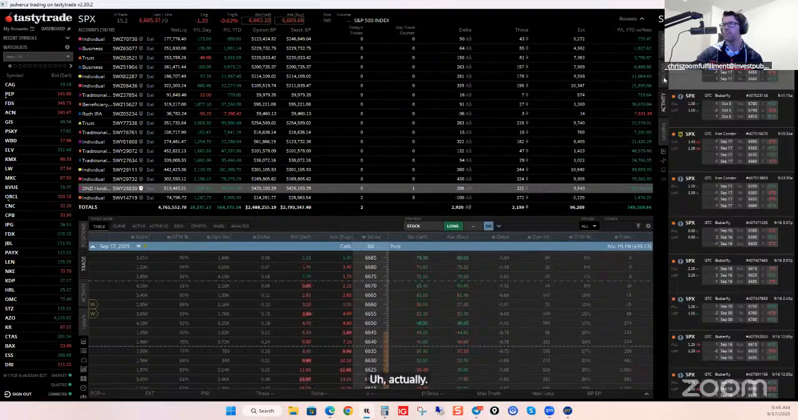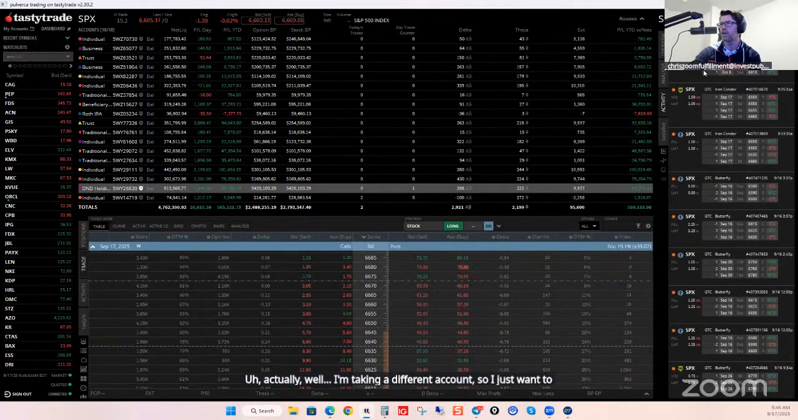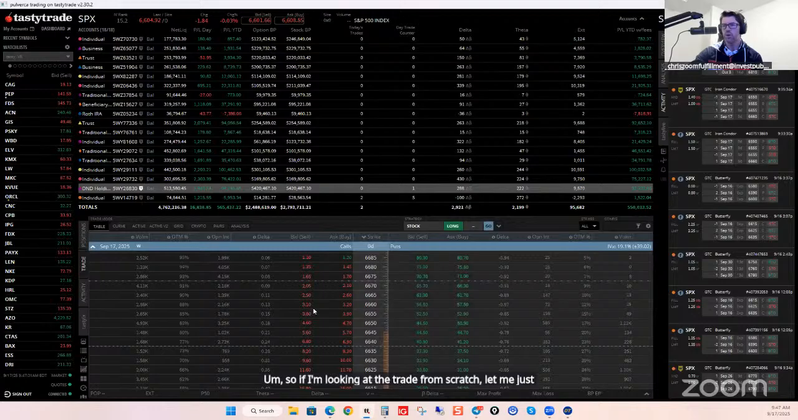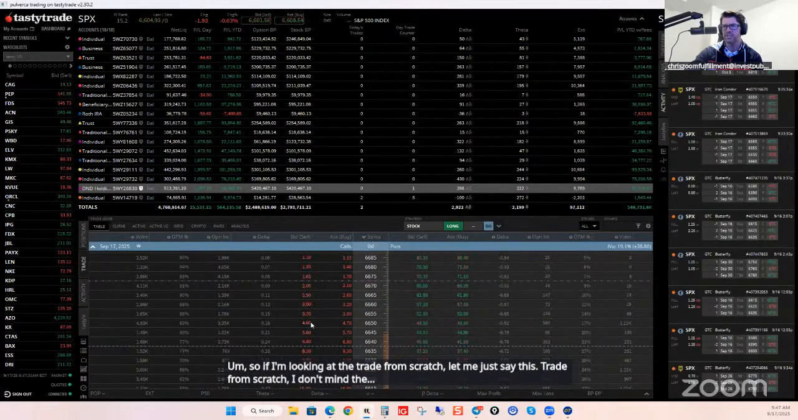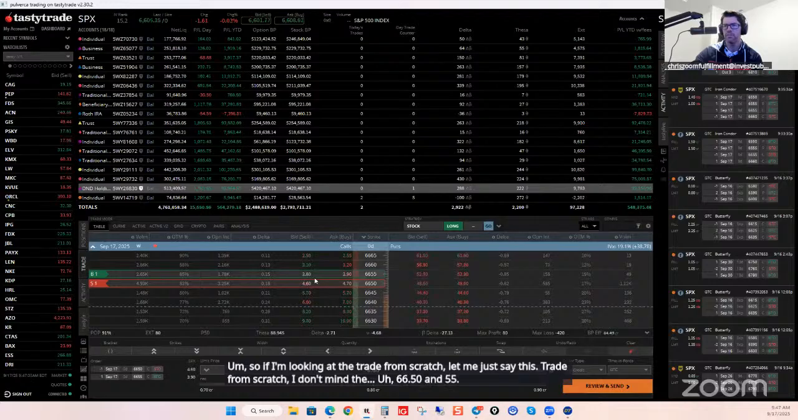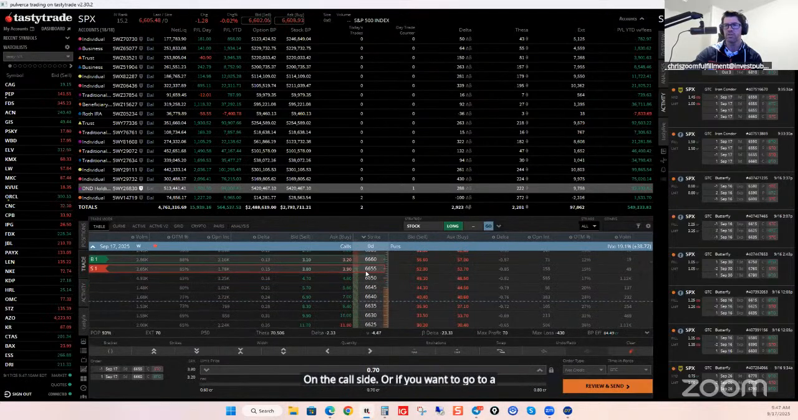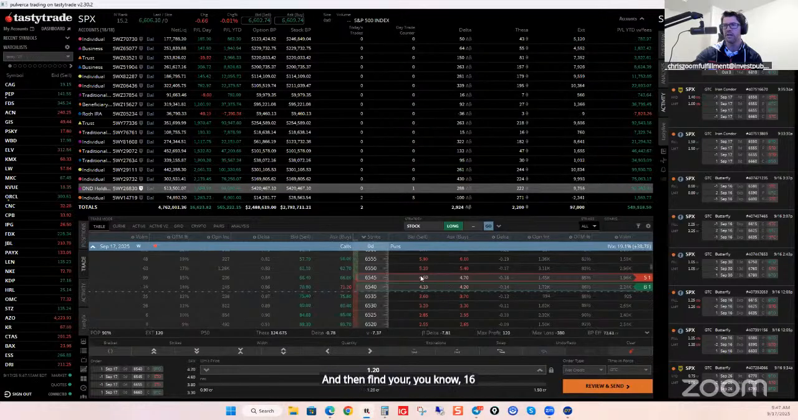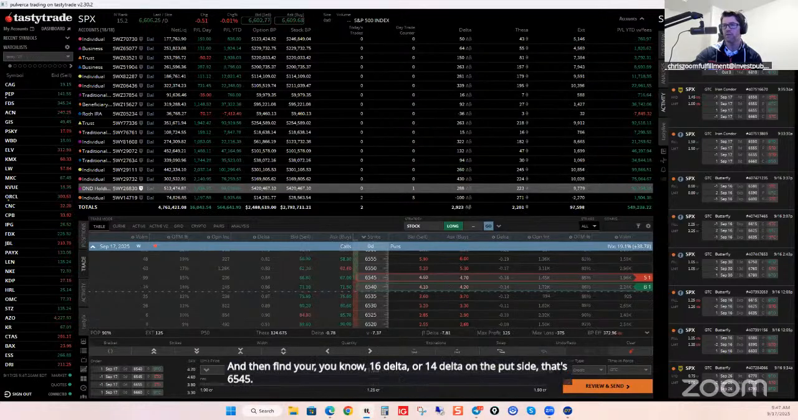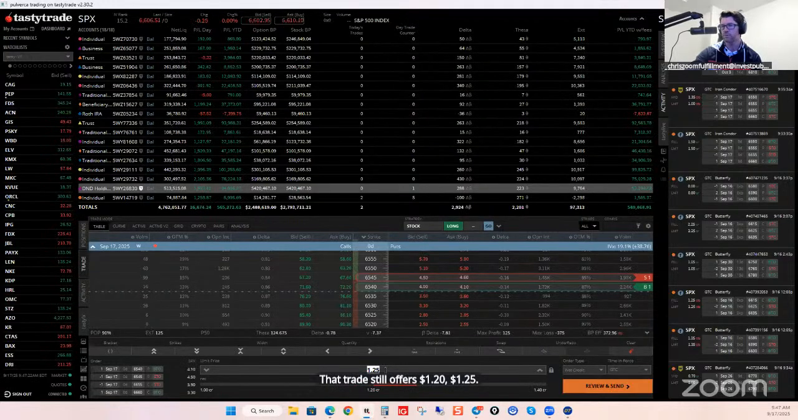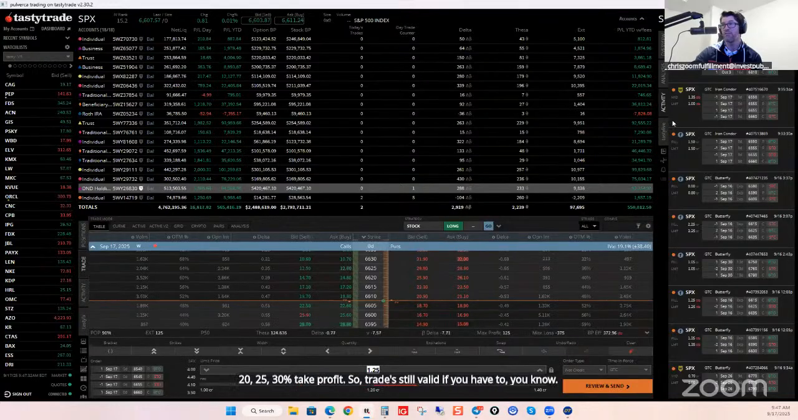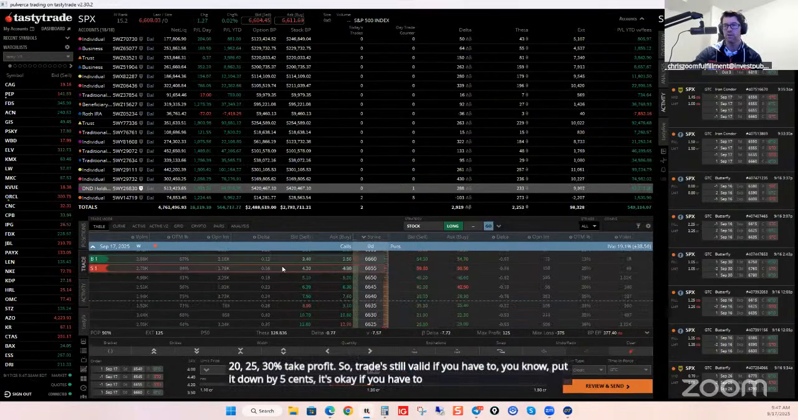Actually, well, I'm taking a different account, so I just want to make sure there wasn't an overlap, but it seems there was an overlap with that trade. So if I'm looking at the trade from scratch, let me just say this. Trade from scratch, I don't mind the 6650 and 55 on the call side. Or if you want to go to a pure 15 delta, do 6655 by 60, and then find your 16 delta or 14 delta on the put side. That's 6545. That trade still offers $1.20, $1.25. Same mechanics, going after 20, 25, 30% take profit. So trade still valid if you have to, put it down by 5 cents. It's okay if you have to tweak the legs and make it more delta neutral. That's fine.